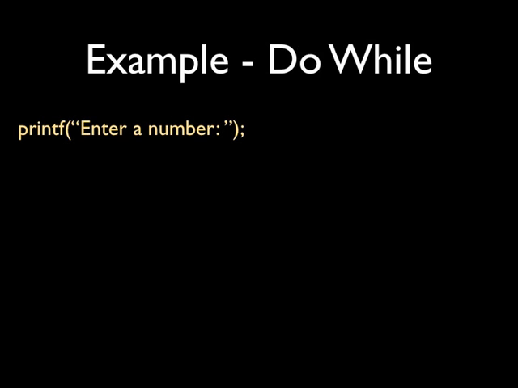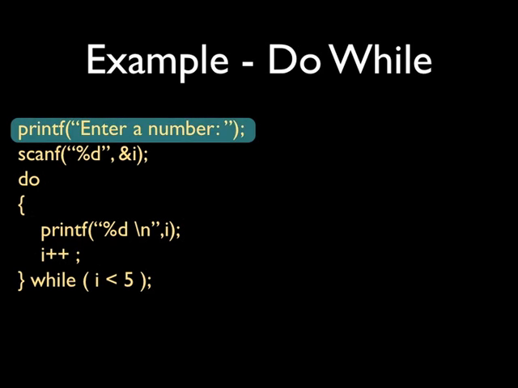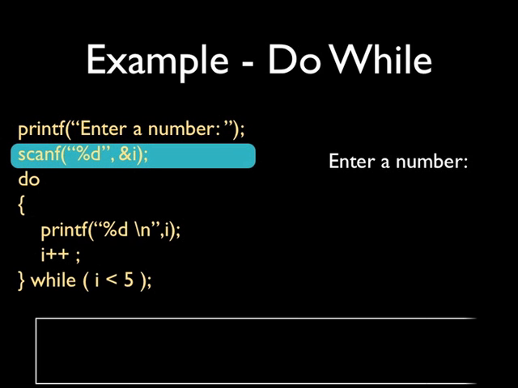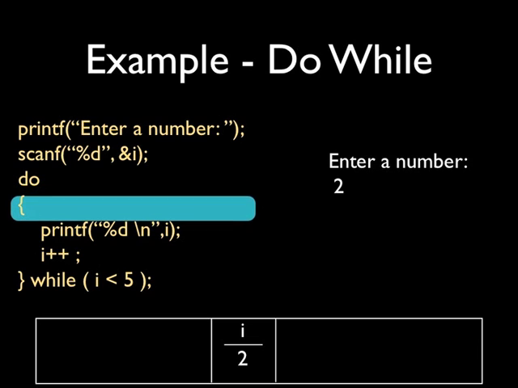So we go printf, enter a number, scanf, read that in. This time we go do, open bracket, print out the value of the screen, we do I++, and we check while I is less than 5. Enter a number, read the value for I, so we're assuming once again I has already been declared and is set up in memory.